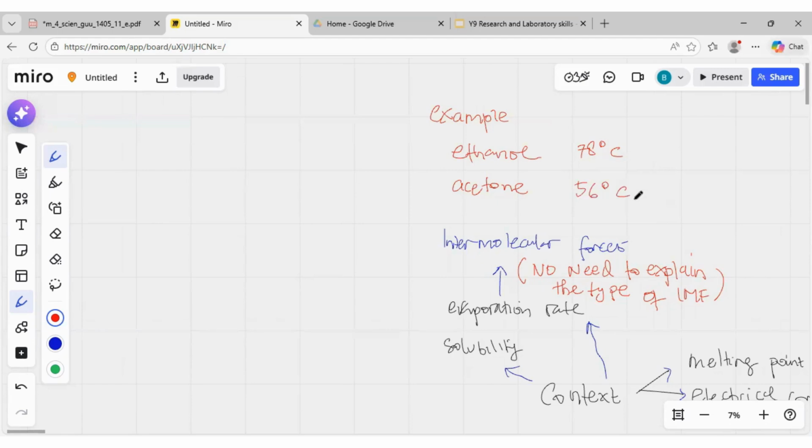Jadi, you are given this table. Ya, table contain the name of the substance. In this case, is ethanol and acetone, for example, yeah. And then the boiling point of them, the boiling point of these two. And then what else? What do you need to explain after that? You need to explain which one will have faster evaporation rate. How do you answer that?